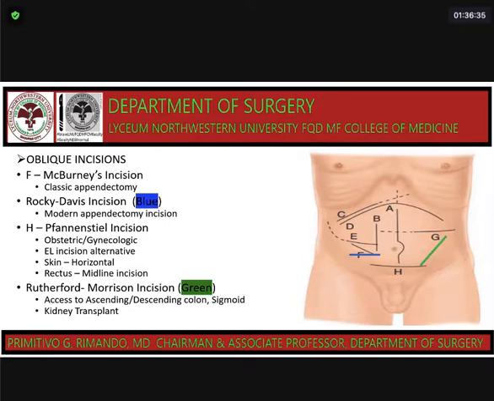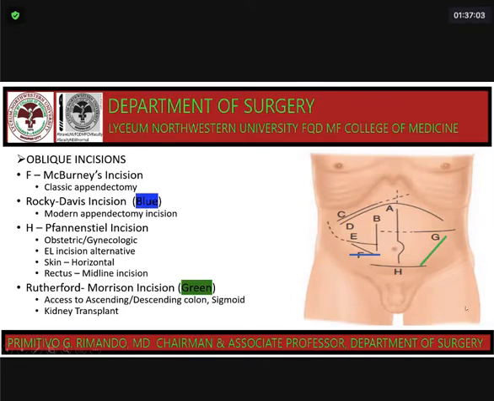Then we go to your McBurney's incision, letter F. This is the classical appendectomy incision. But the more modern incision now is your Rockey-Davis. You see there the blue line; that's your modern appendectomy incision for simple appendicitis.